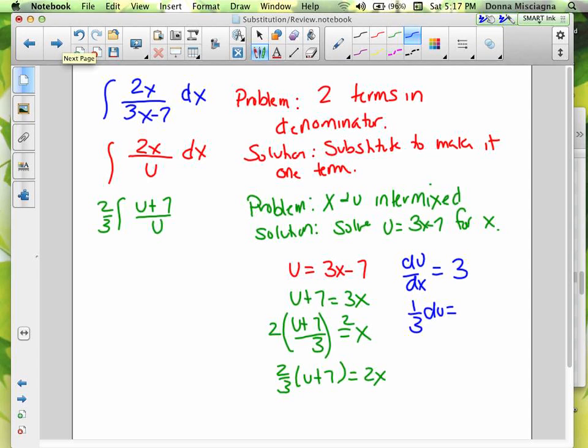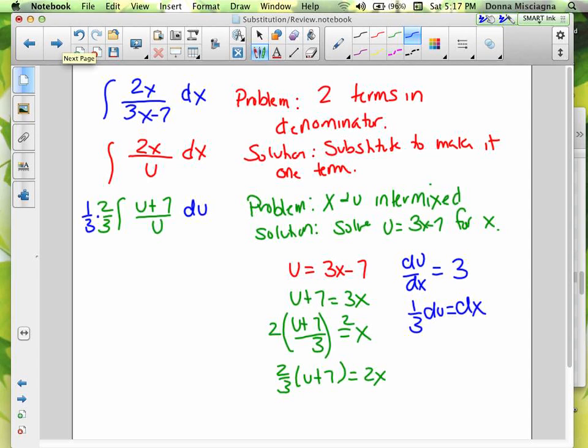So I couldn't add or subtract anything, but I can divide. I can divide by constant terms. They're just coefficients. So 1/3 du is equal to dx. We're just going to replace that dx with a 1/3 and a du. And on the next page, I'm going to integrate.